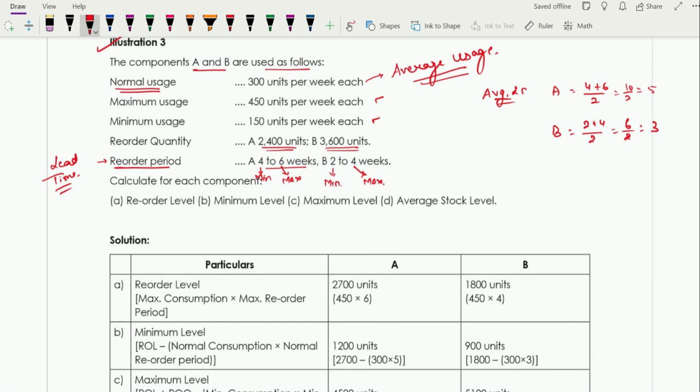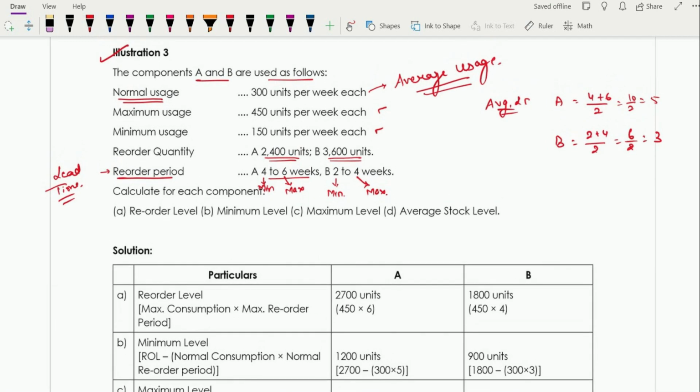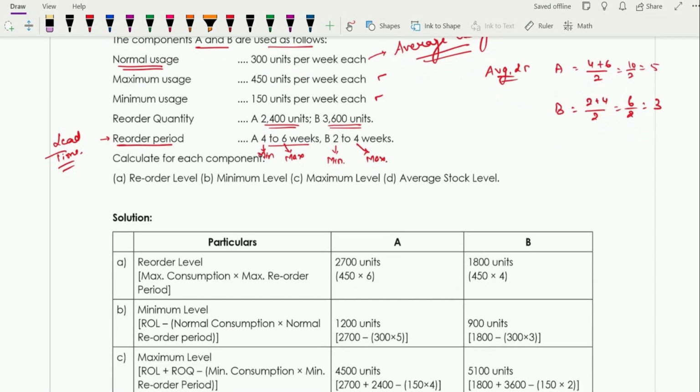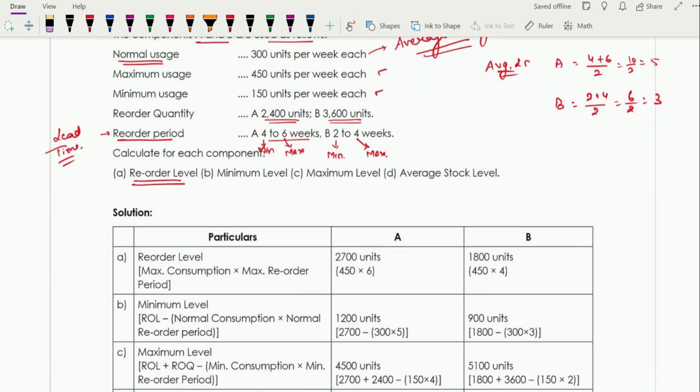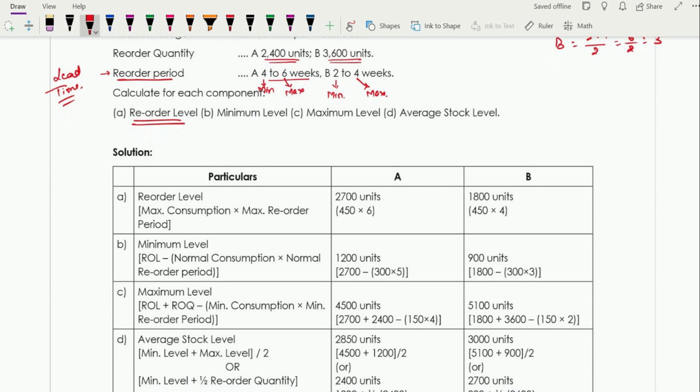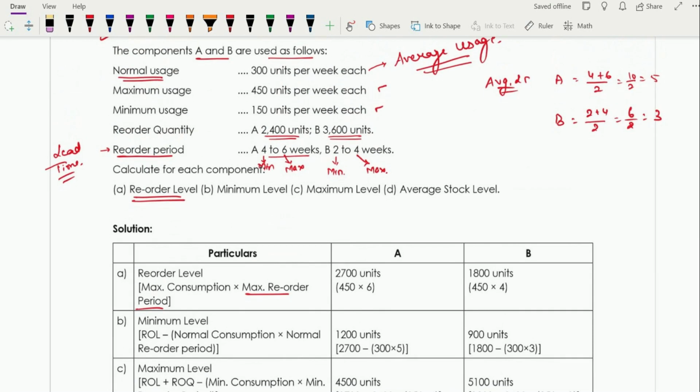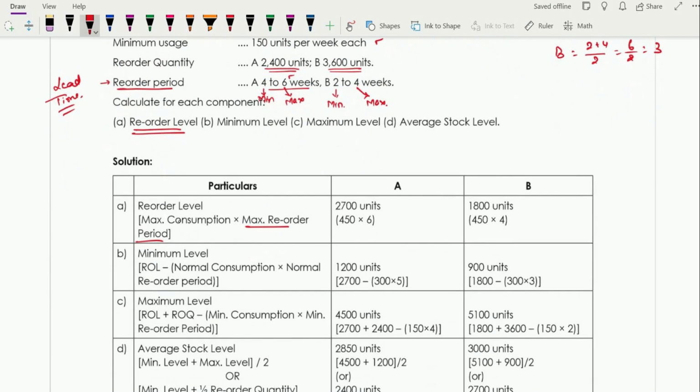Now he says calculate. So there are two components. You have to calculate separately for both the components. For A also and for B also. You need to calculate the reorder level. Right? So at which level you have to place the fresh order. Right? So it is maximum consumption into maximum lead time. So maximum consumption for A is given as 450 and what is the maximum lead time? That is 6. Right? Similarly for B you can calculate 450 multiplied by 4.